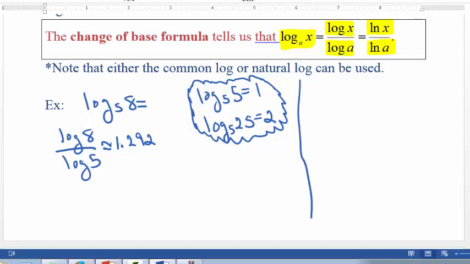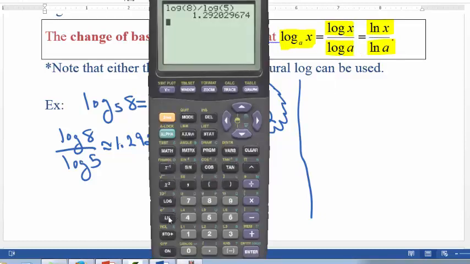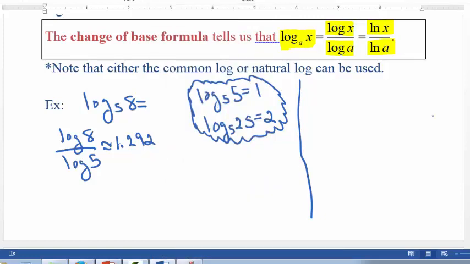And it works even if I use natural log. I can change to natural log base also. So I could have said that that is also the same as ln of 8 divided by the ln of 5, and I'll get the same value. I still get my 1.292. So whether I use base 10 or base e, I'm going to get the same value. I'm not really going to belabor that because that's just a simple formula.